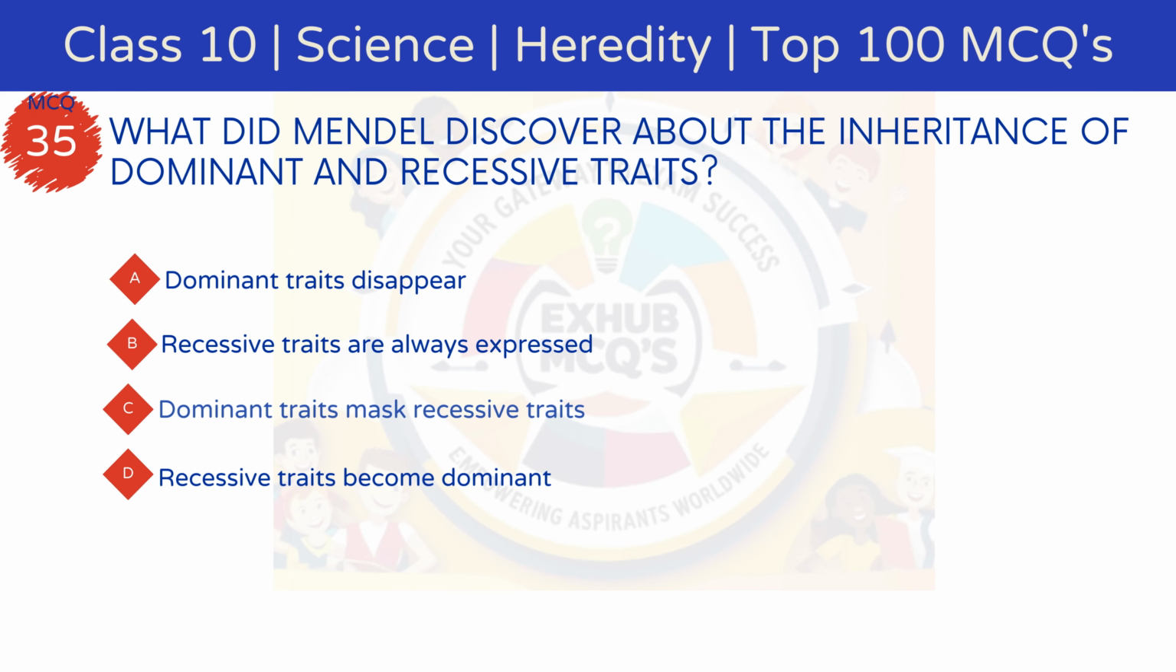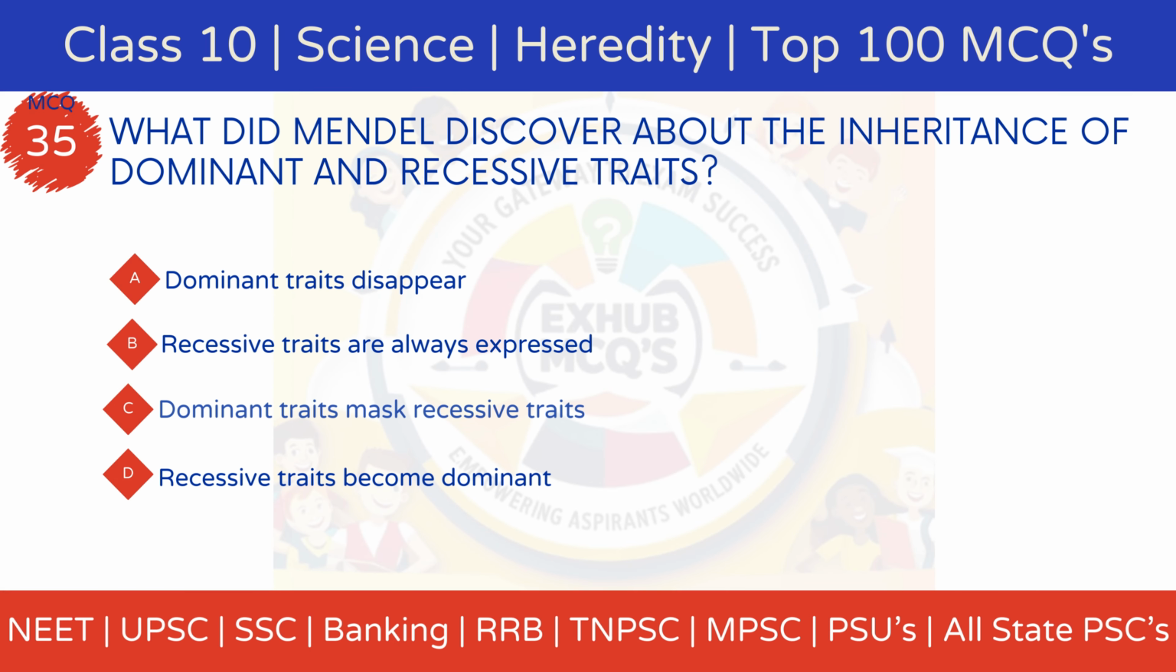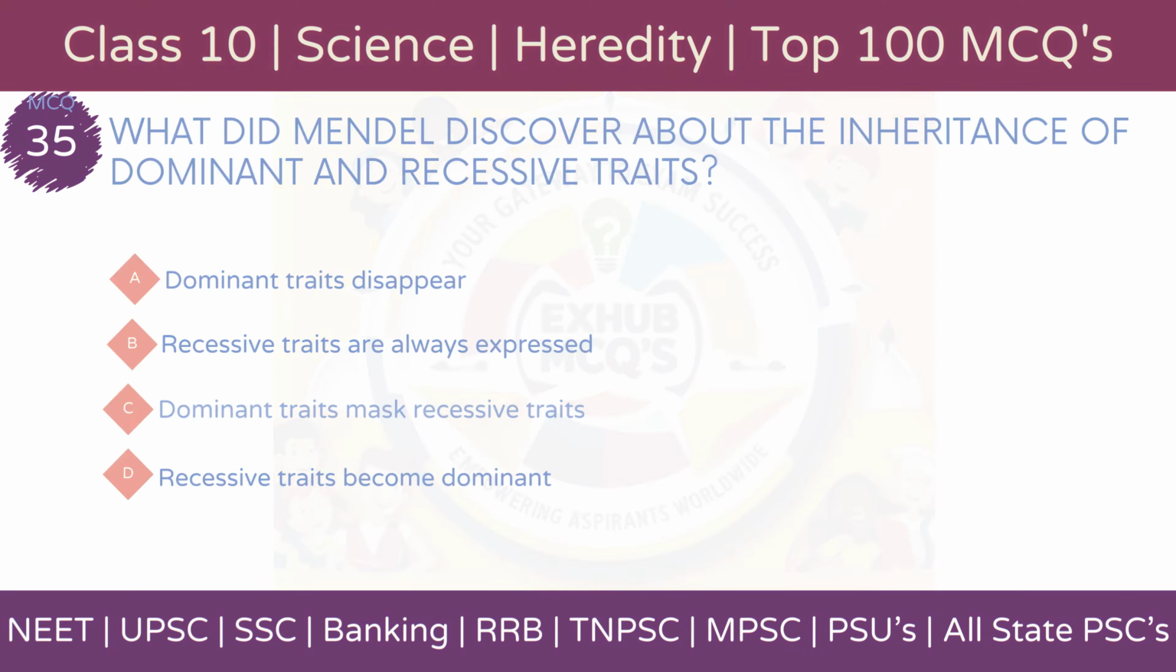MCQ 35. What did Mendel discover about the inheritance of dominant and recessive traits? Option A, dominant traits disappear. Option B, recessive traits are always expressed. Option C, dominant traits mask recessive traits. Option D, recessive traits become dominant.